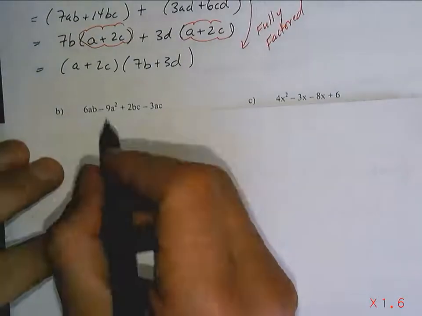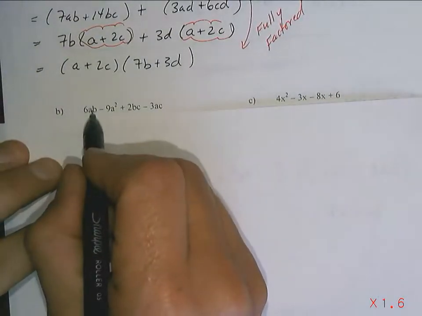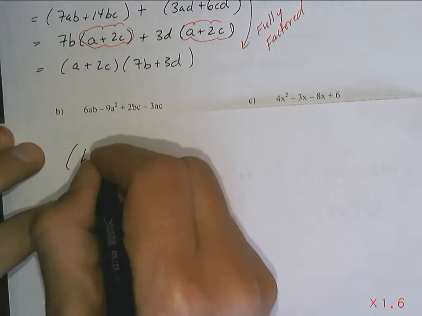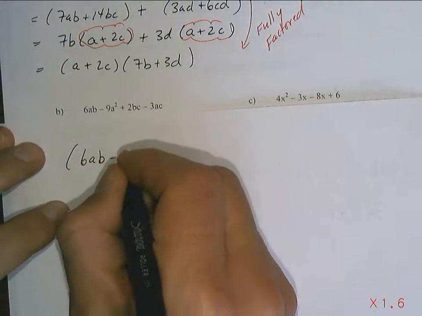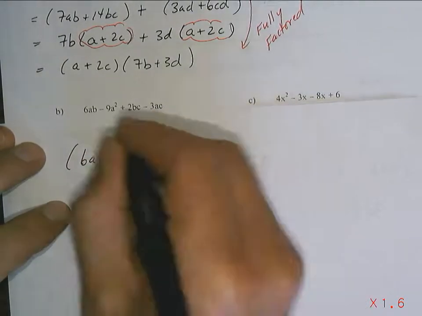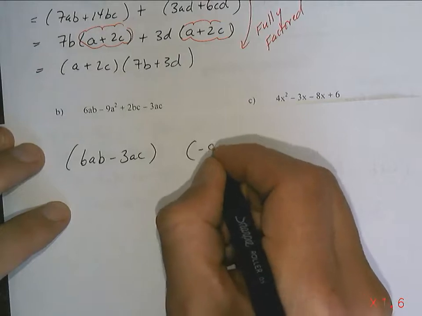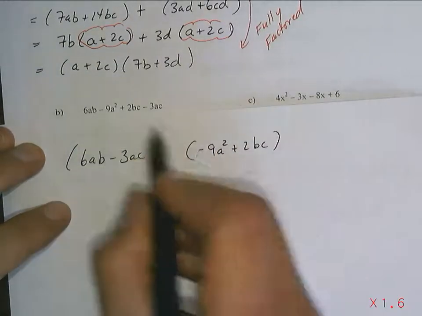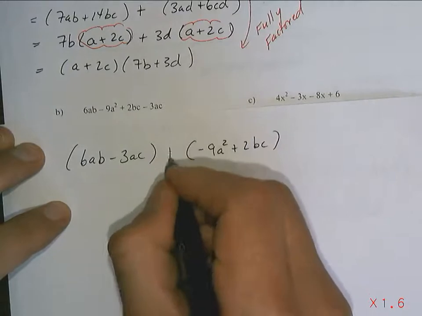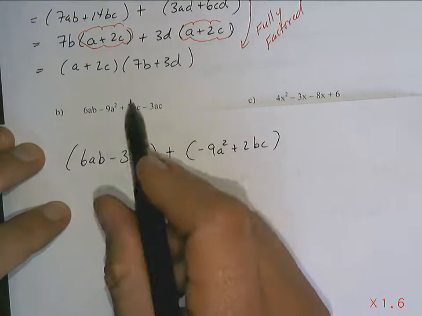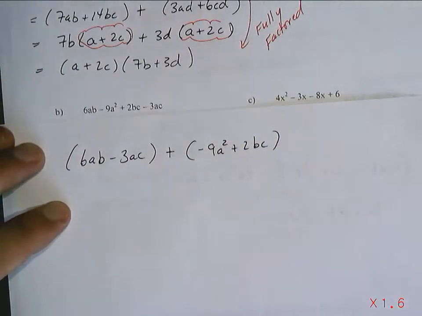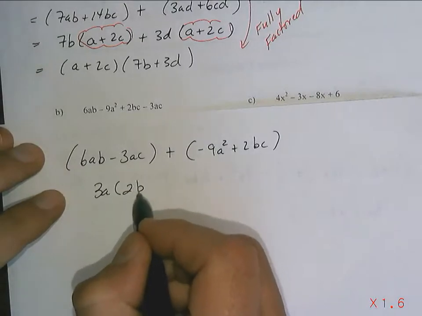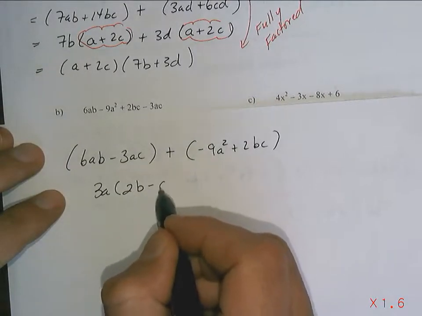I want to group them by saying, okay, 6AB, I want you to stand over in the corner with negative 3AC. And I want negative 9A squared to stand in the corner with 2BC. Do you see how that negative went with that negative? This positive just means that these two groups go together to give me my original group. Okay, let's common factor. I'm going to take out a 3A, which is going to be 2B minus C.